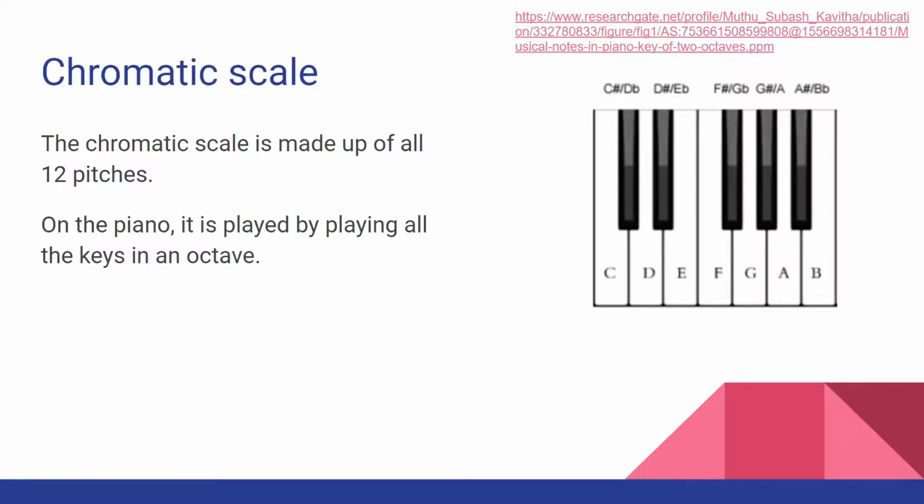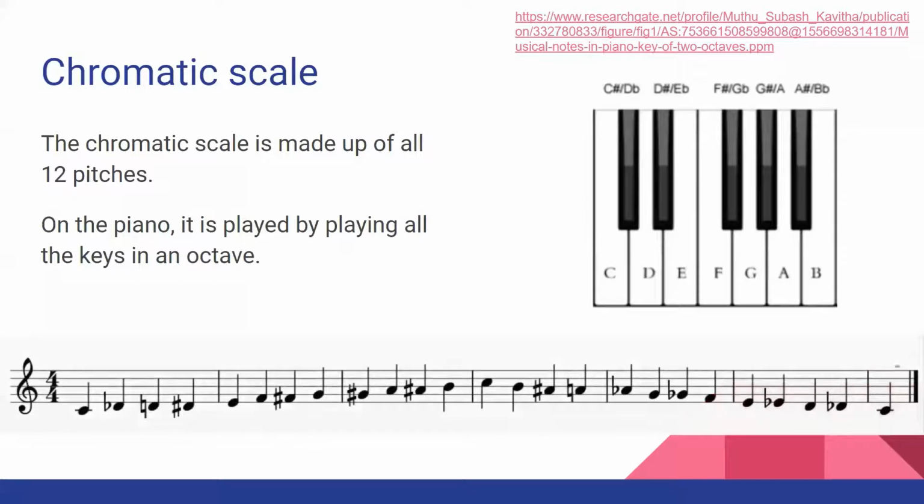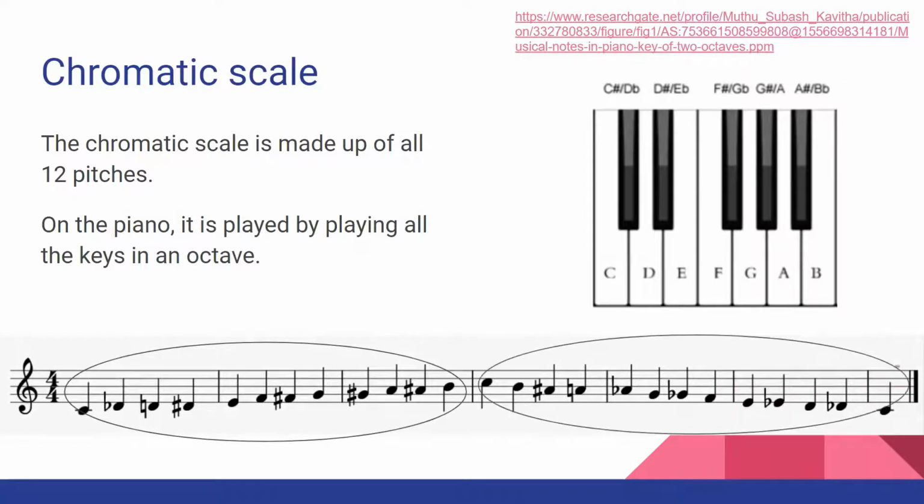The score for a one-octave chromatic scale is shown below, ascending and descending. Every note in between the low and high Cs is notated. Here is what it sounds like.